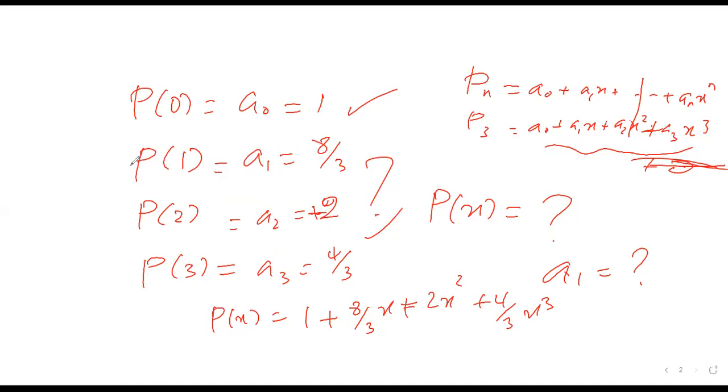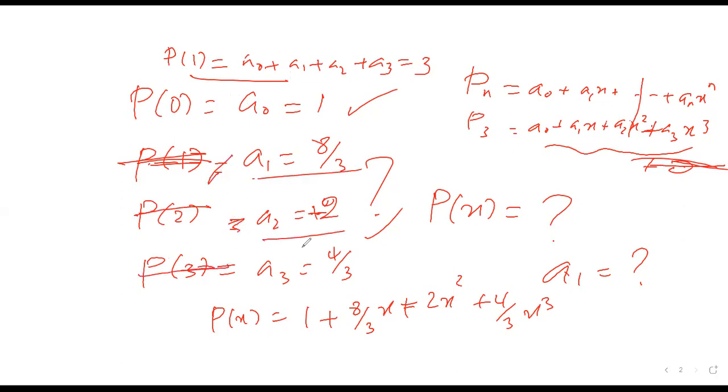Okay. So this is not P1, no? P1 is you substituting. So A0, sorry, yeah. A0 plus A1 plus A2 plus A3 is equal to 8. Sorry, 8 or 3. 3 is our P1. Okay. Likewise, P2, P3. After that, you do some calculations to get the A1, A2, A3.